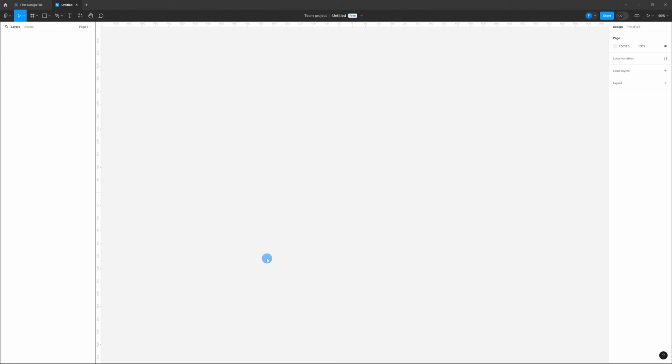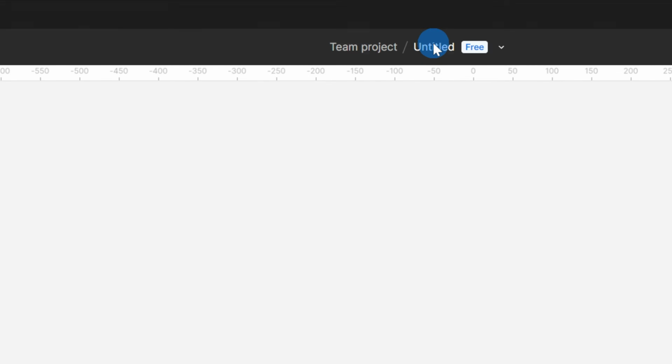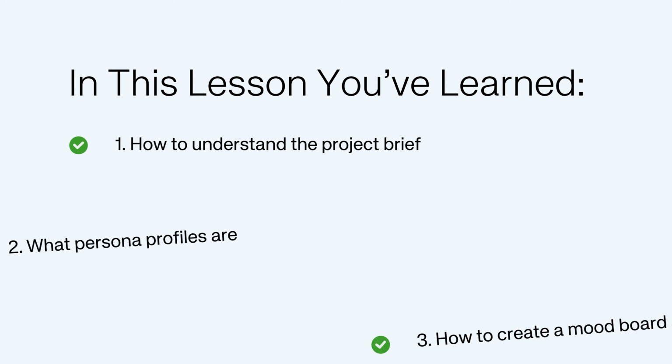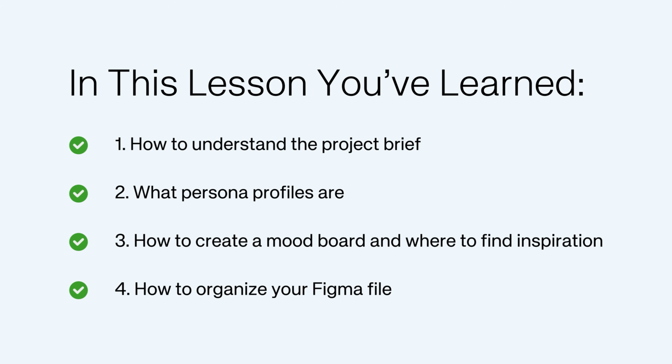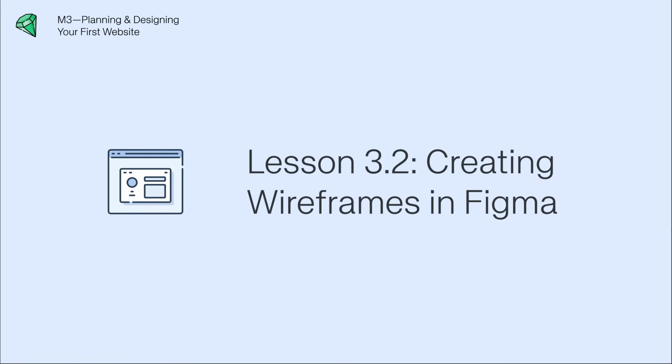Before we proceed, let's change the name of the file to Architecture Studio. In this lesson, you've learned how to understand the project brief, what persona profiles are, how to create a mood board and where to find inspiration, and how to organize your Figma file. Now it's finally time to start designing the wireframe for the Architecture Studio's website.